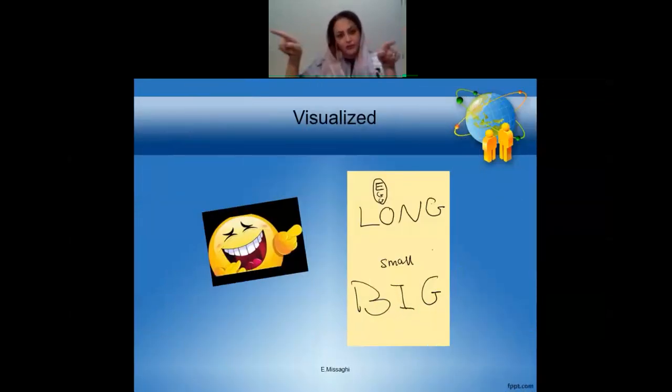Also, you can visualize the words. So long word. Make it fun for your students. Long, but small, because it's small, they have to write it small. Big, very big. Or egg, in the shape of an egg, they write.